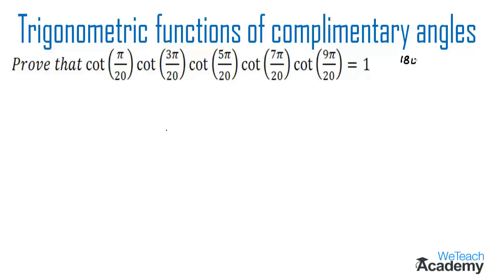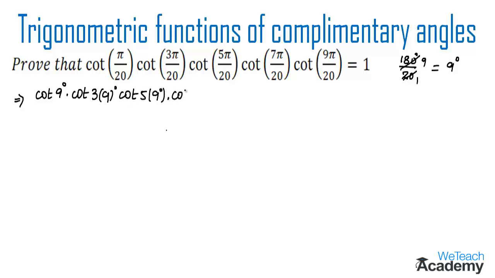Here π is nothing but 180 degrees divided by 20. By simplifying, 20 times 9 is 180, so we get 9 degrees as the value of π/20. Now let us replace π/20 with 9 degrees. By replacing, we get cot 9 degrees into cot 3 times 9 degrees into cot 5 times π/20.